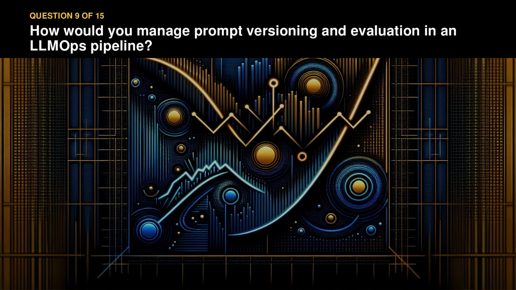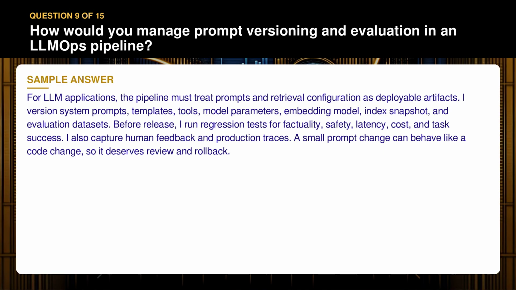Question 9. How would you manage prompt versioning and evaluation in an LLMOps pipeline? For LLM applications, the pipeline must treat prompts and retrieval configuration as deployable artifacts. I version system prompts, templates, tools, model parameters, embedding model, index snapshot, and evaluation datasets. Before release, I run regression tests for factuality, safety, latency, cost, and task success. I also capture human feedback and production traces.